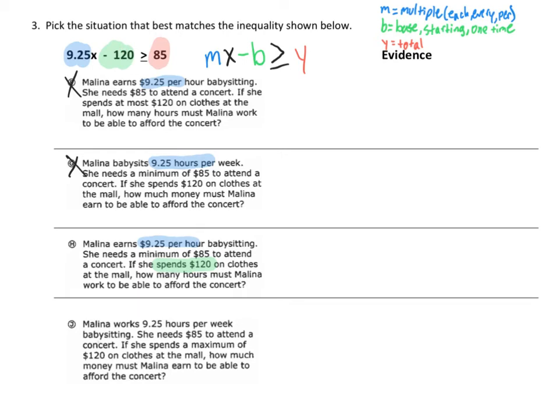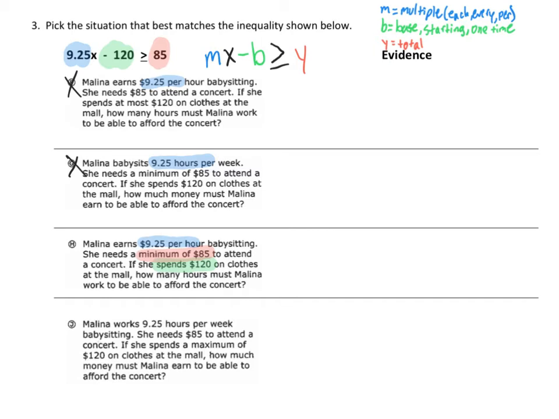Now it says she needs a minimum of $85. So let's color code that red. Minimum of $85. Looking up in the problem, 85 is at the smaller end of the inequality sign, meaning that's the smaller part. So 85 is less than or equal to what she has over here, meaning that is the minimum amount she needs. Since that is on the smaller side, it's minimum. So far, H is looking perfect.